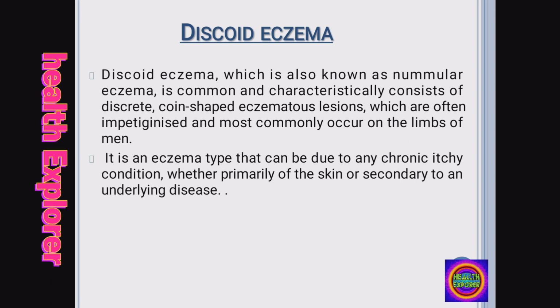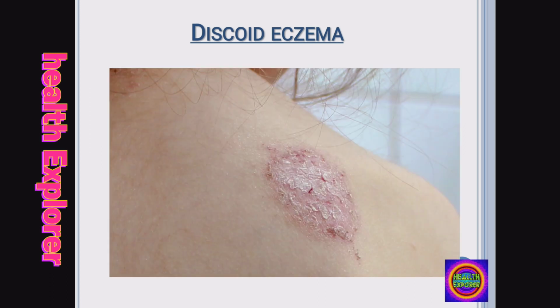Discoid eczema. Discoid eczema, which is also known as nummular eczema, is common and characteristically consists of discrete, coin-shaped eczematous lesions, which are often impetiginized and most commonly occur on the limbs of men. It is an eczema type that can be due to any chronic itchy condition, whether primarily of the skin or secondary to an underlying disease. Discoid eczema.